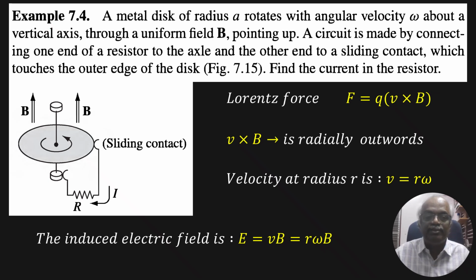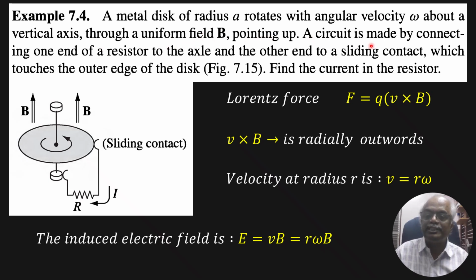Today we are going to solve Example 7.4 of Griffiths, 4th edition, Introduction to Electrodynamics. Example 7.4: a metal disk of radius a rotates with angular velocity omega about a vertical axis through a uniform field pointing up.